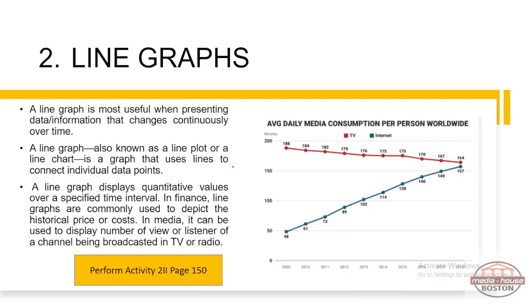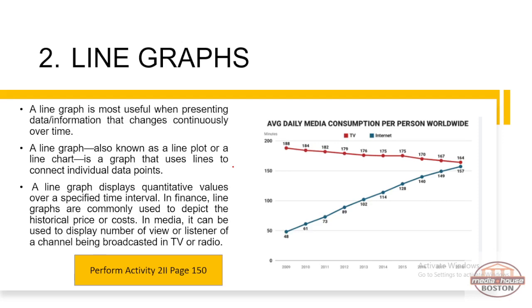Right, and then we've got the line graph. In terms of the line graph, this one is much more straightforward. I believe this one you are more familiar with, isn't it? Yes, sir, of course. Here it says that the line graph is most useful when presenting data or information that changes continuously over time. So if you are working with continuous data, it is best to present it in a line graph, because you will be able to see the trend of how that information goes up and down.